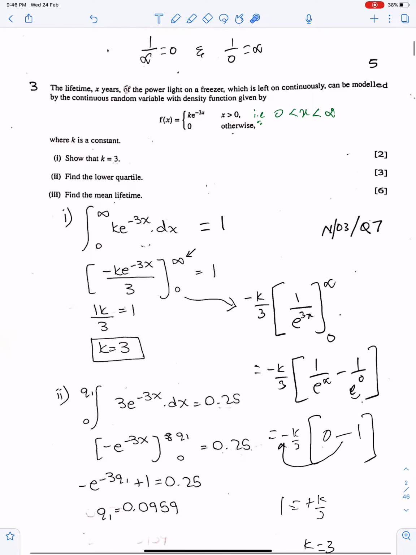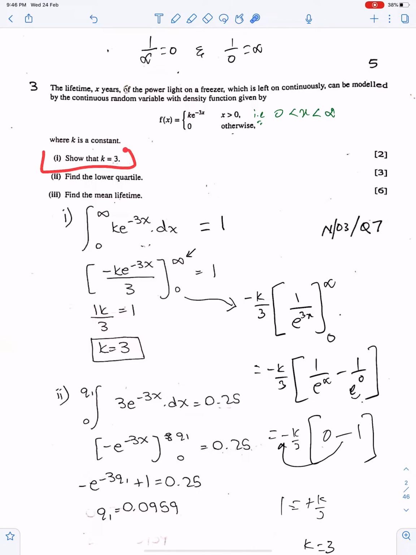Question number 3. This is the first important question. The lifetime X years of the power light on a freezer, which is left on continuously, can be modeled by the CRV with PDF this for these range of values of X. And this limit means X lies between 0 and infinite. And outside these values of X, PDF will be 0. These are two important rules. 1 upon infinite means 0 and 1 upon 0 means infinite.